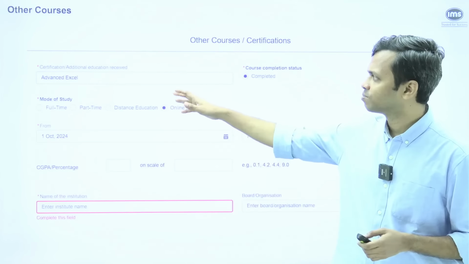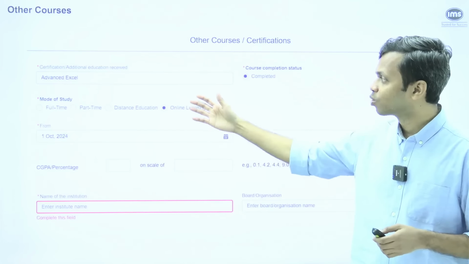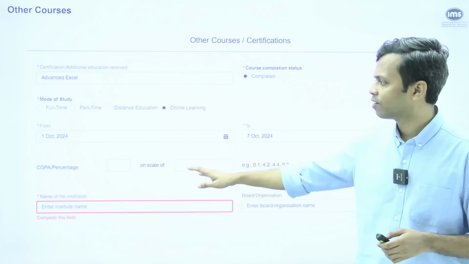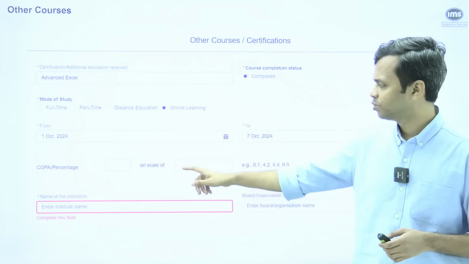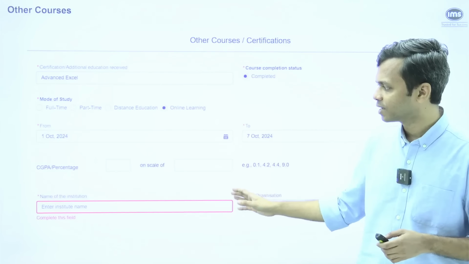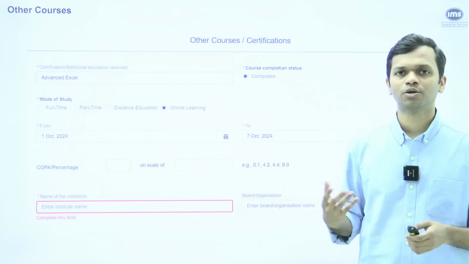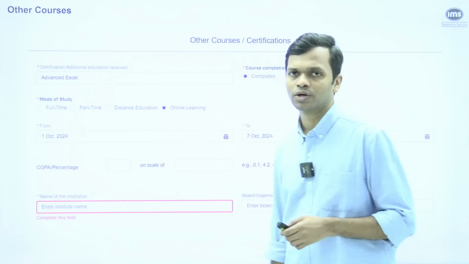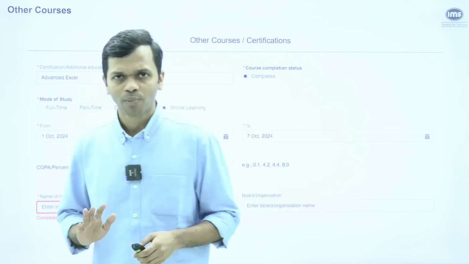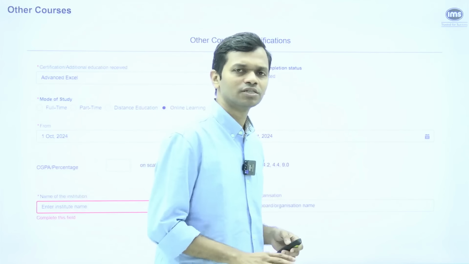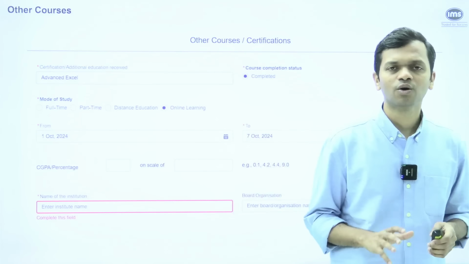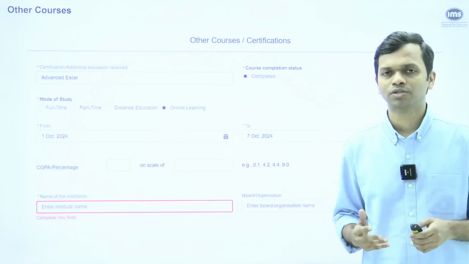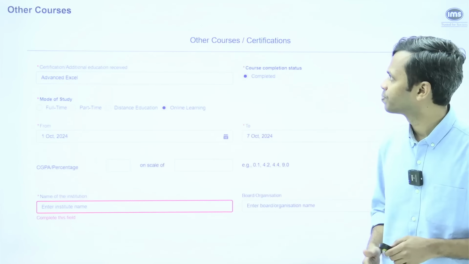So here, for example, I've written just some Excel. Mode of study, whether it is full-time, part-time, etc. From to, if you have CGPA or percentage applicable, you can write that. Otherwise, you can leave it blank. And who has granted that particular course or certification, where did you do it from, and board or organization, right? So again, nothing complicated here, but I would suggest that all of you figure out what you want to write and don't write all the things that you have done, because that's not going to look good on your application.